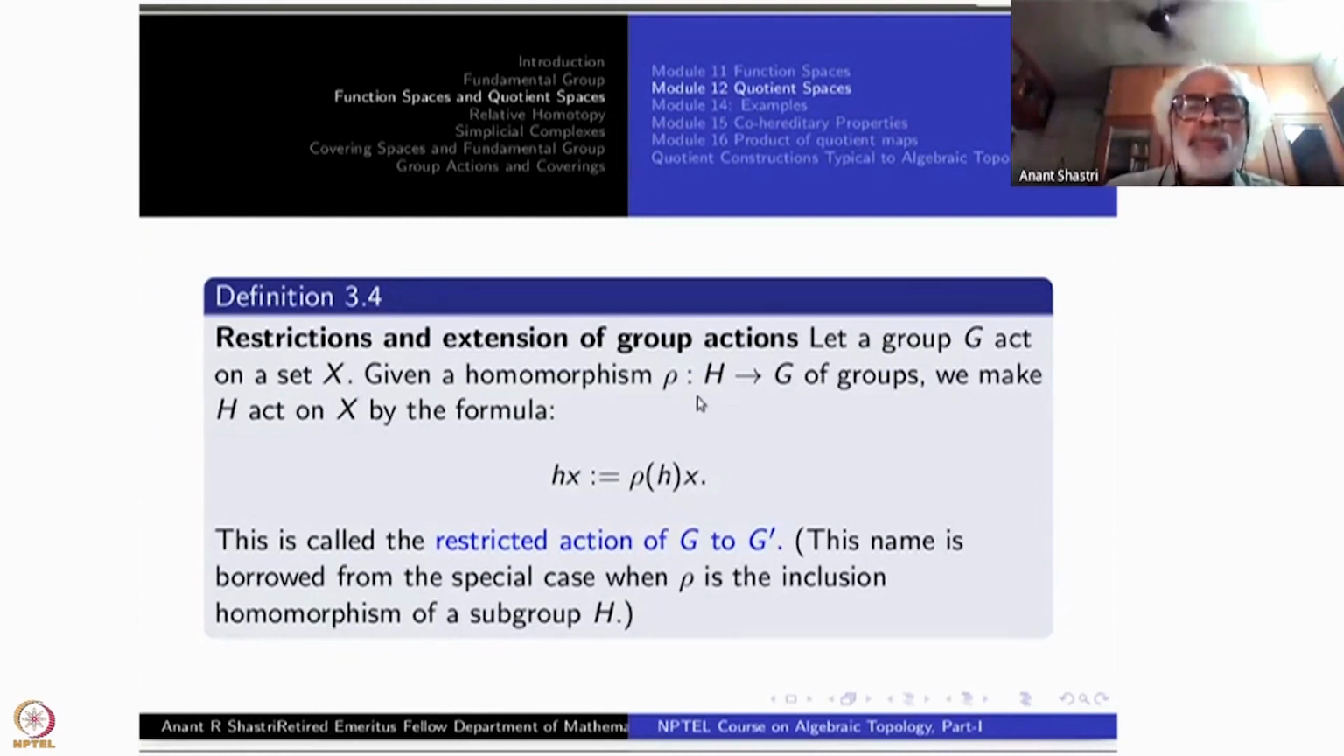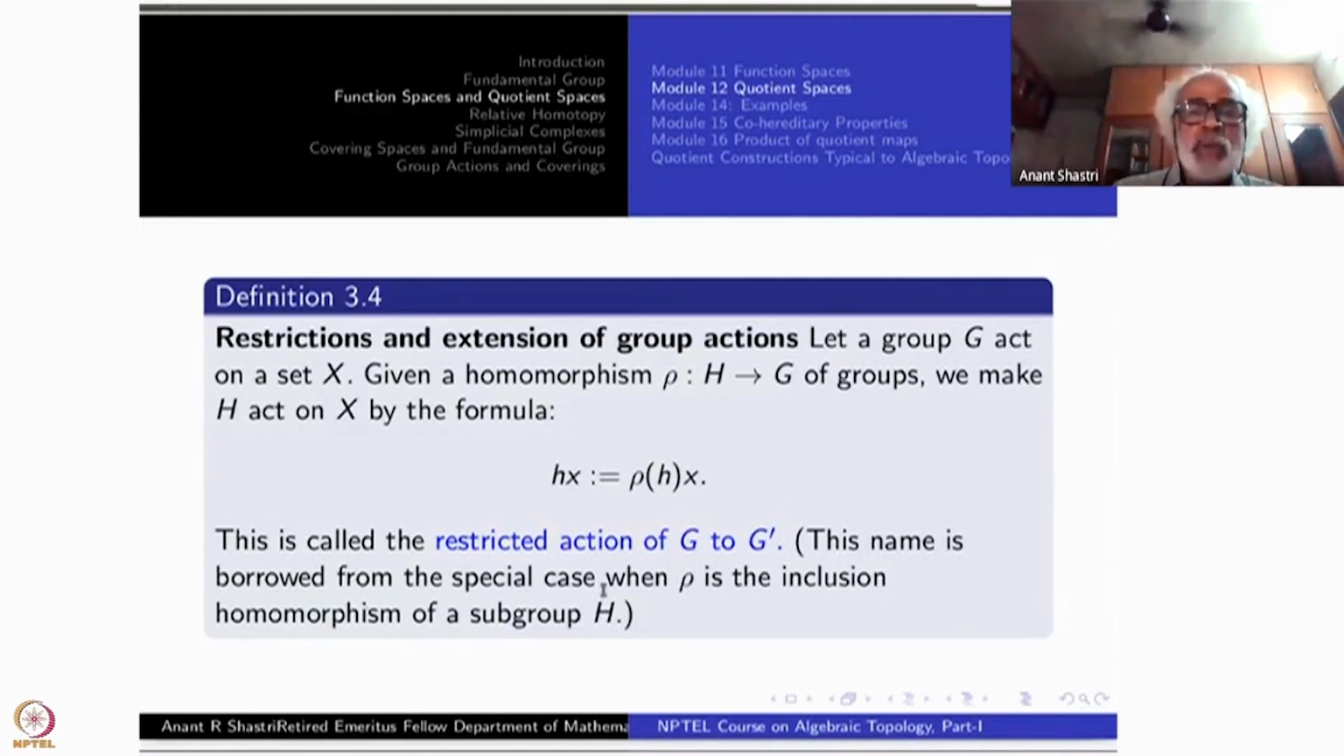Suppose you have a homomorphism rho from another group H to G. Then through this homomorphism, we can make H act on X by the formula: h of x is, take rho(h), which is an element of G, take that action, rho(h) of x. A generic name for this is the restricted action of G to H.